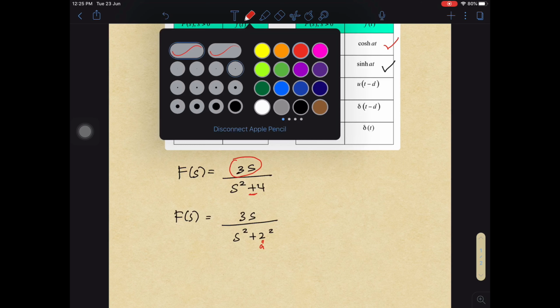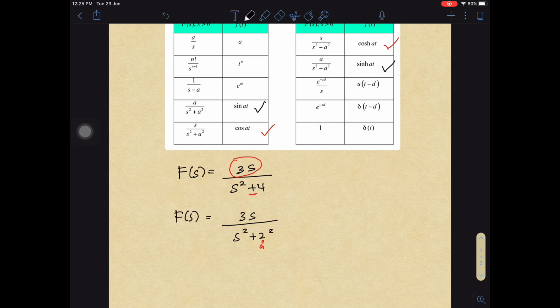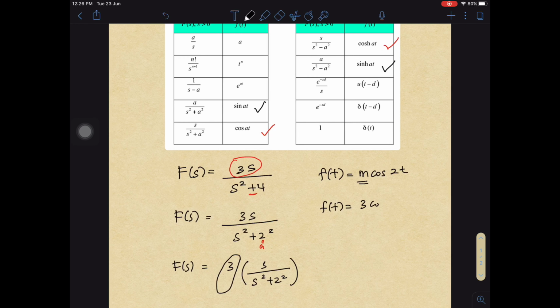Okay, the second step is you need to take out all the coefficients or constants that you have in this fraction. Therefore you can write your function F(s) as 3 times s over s squared plus 2 squared. Now you can write your function f(t) equal to m cos at. Your a is equal to 2, so you have m cos 2t. How to find the value of m? The value of m is equal to the coefficient that you have here. So now you only have 3, therefore your f(t) is equal to 3 cos 2t.